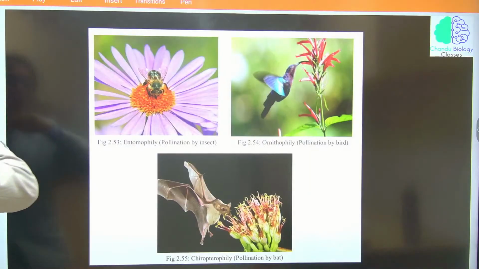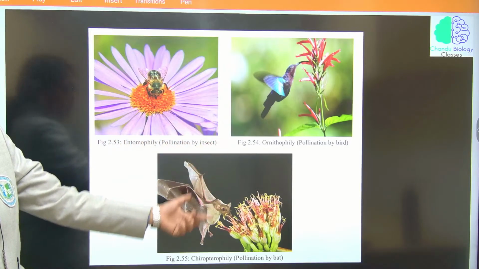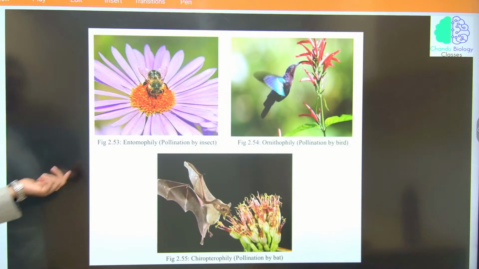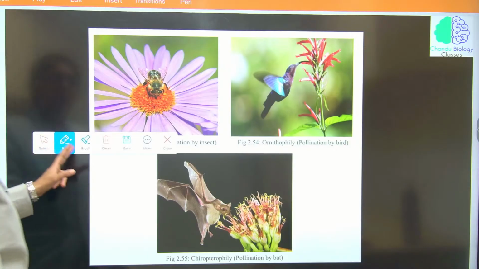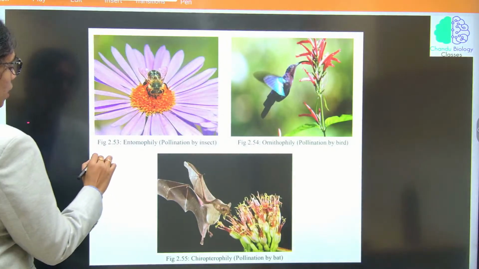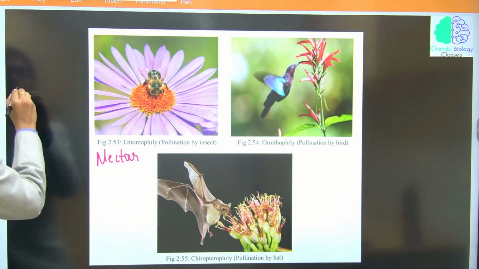Pollination by insects is known as entomophily, by birds ornithophily, and by bats chiropterophily. These are different biotic agents of pollination. Here the pollinator reward is mostly nectar. Nectar is the reward, and a few cases like the Pronuba moth.